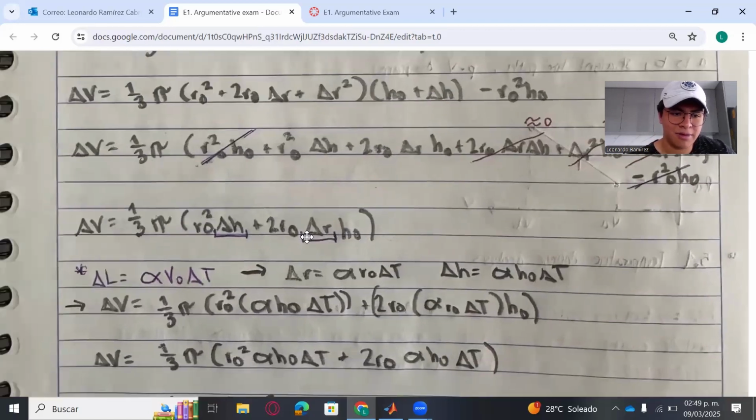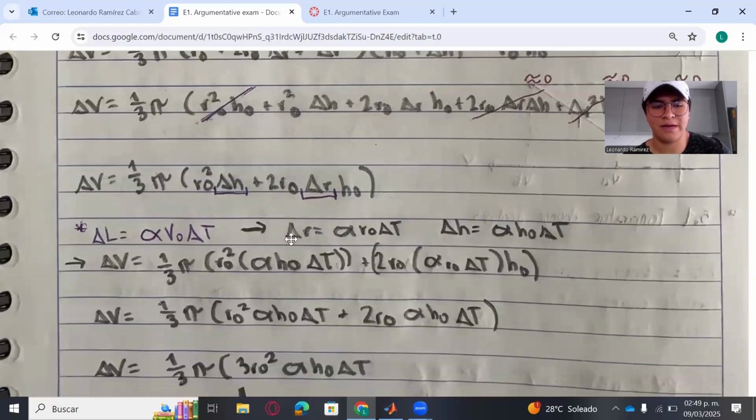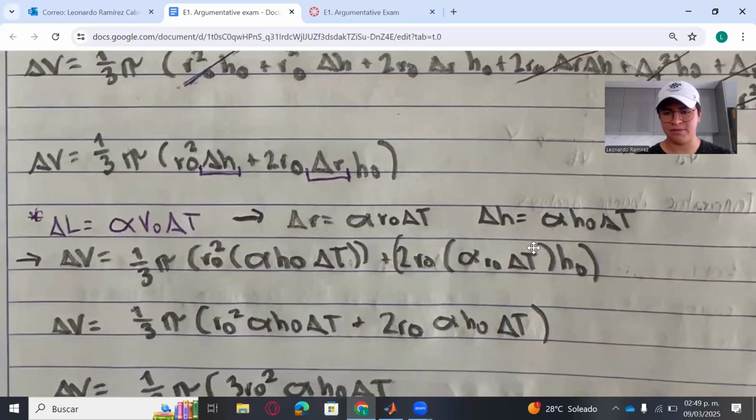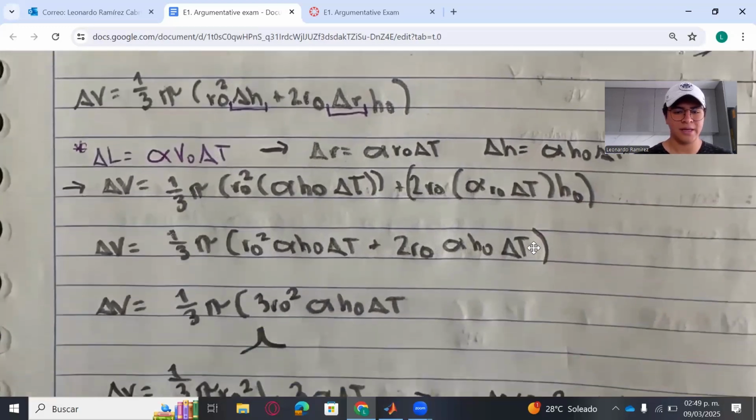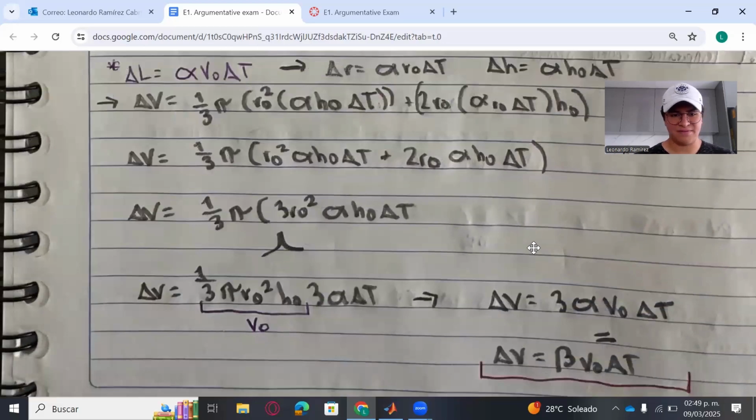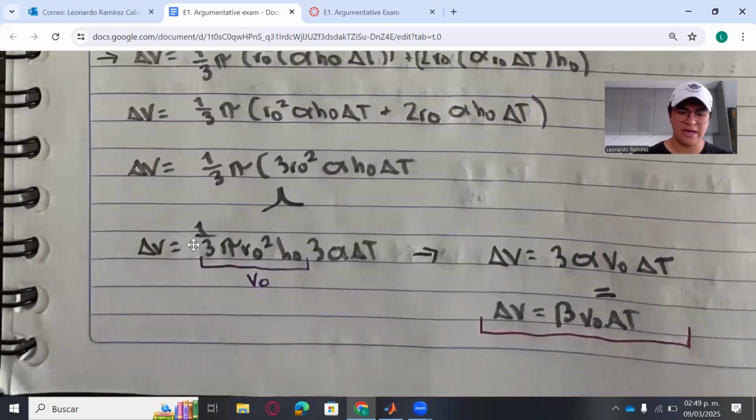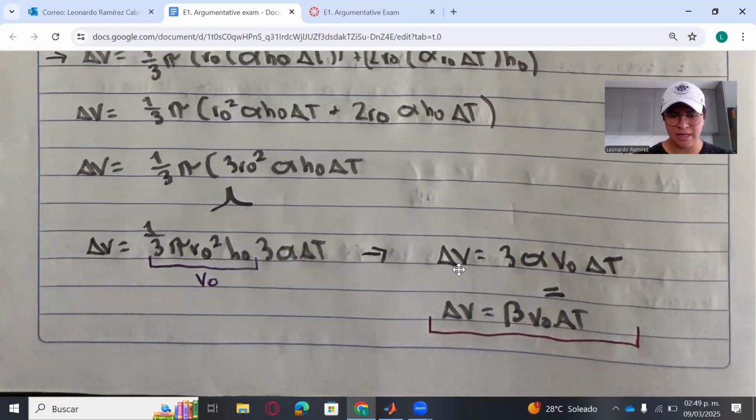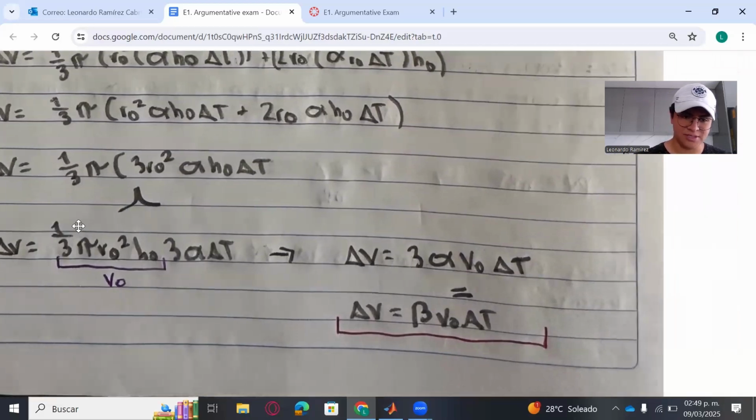At the end, we end up with this, where we can just substitute the delta of H and the delta of R with the change in length from the initial length, like the equation we have for thermal expansion, but of course applied to the radius and the height, which are the measurements we are using. After that process, we end up having V0 and 3 alpha delta T. And this right here is just the formula for the volume of the cone.